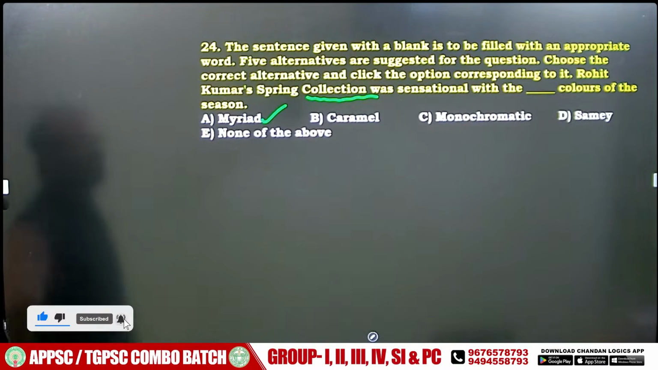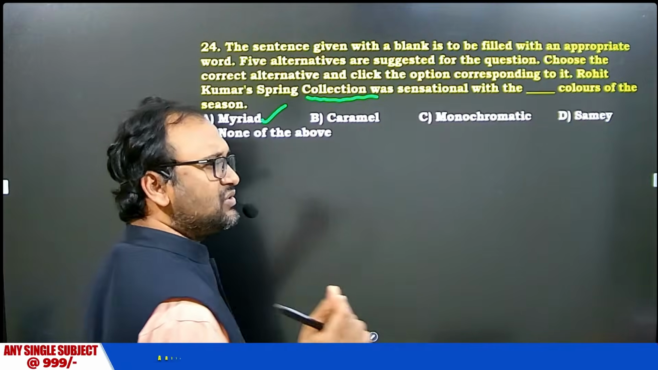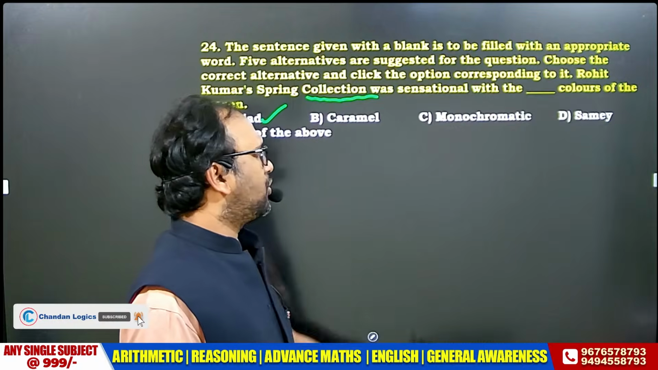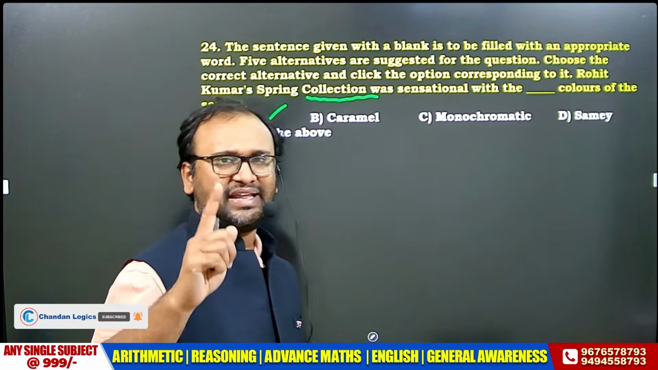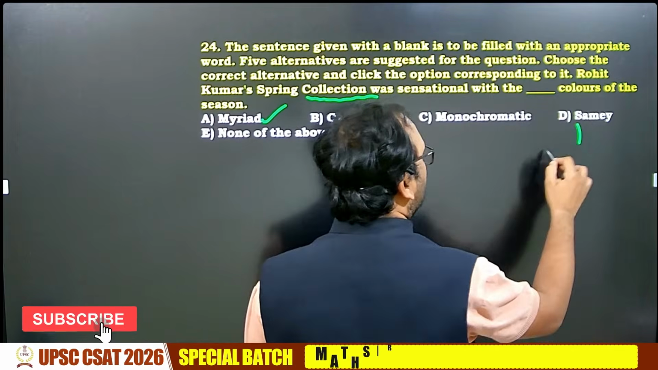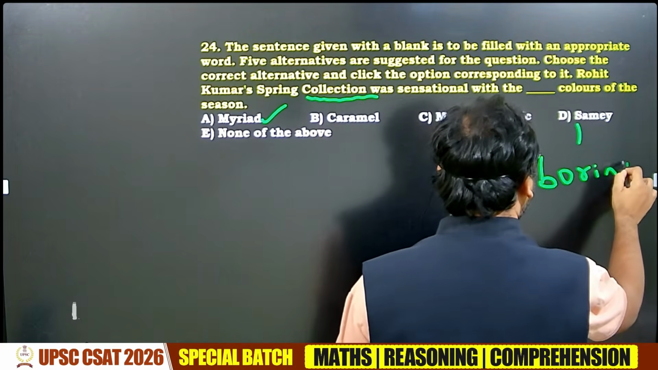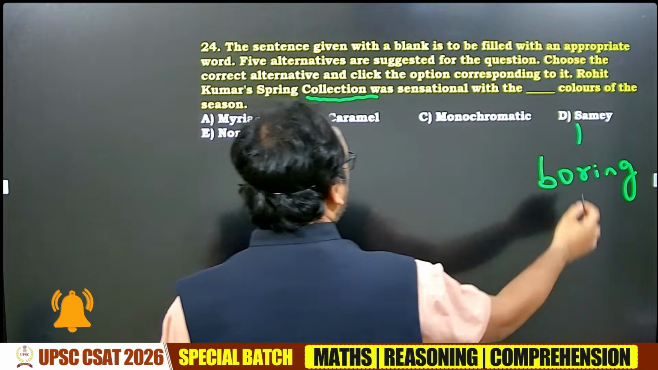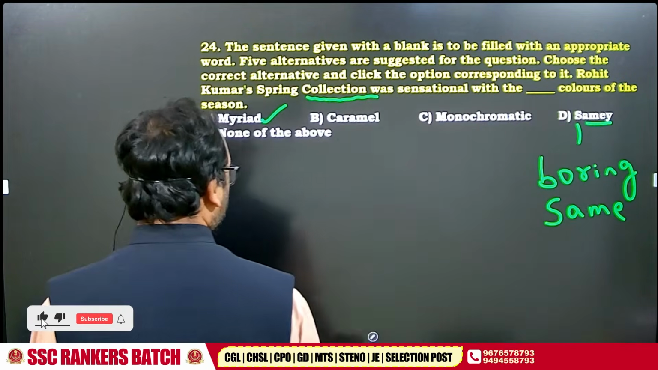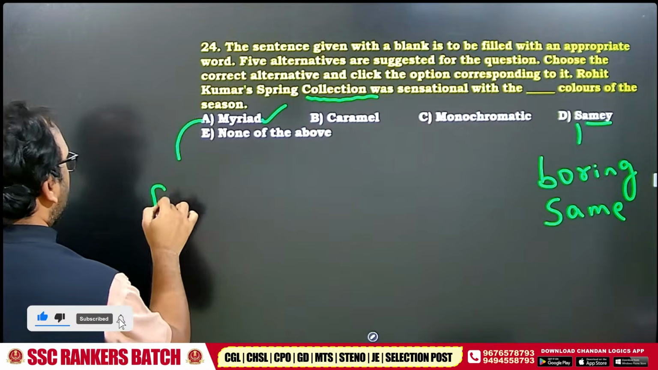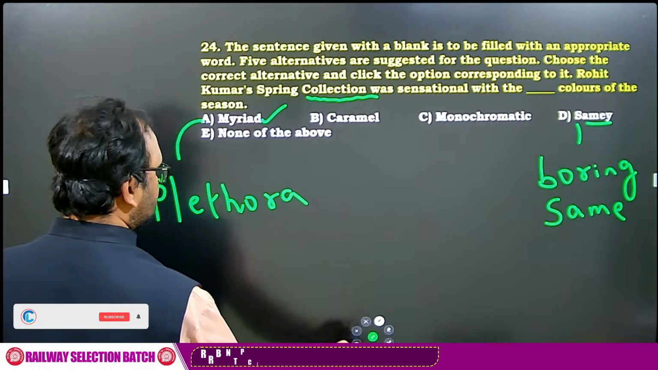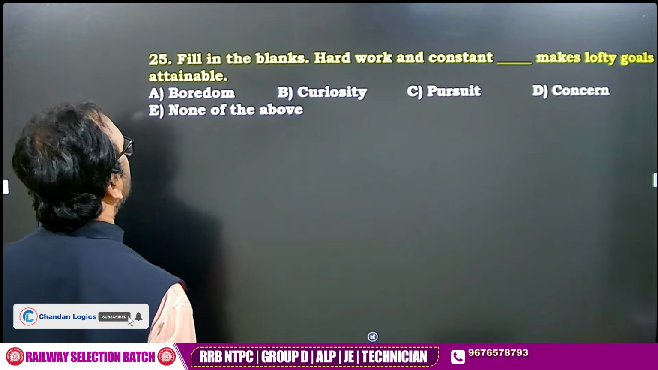Caramel, everybody knows, is some brown substance when sugar is heated. And chromatic, chrome is color, monochromatic is one color. And the same, boring, doing the same thing every day. So myriad means plenty. Myriad means plethora of colors. Fill in the blank.